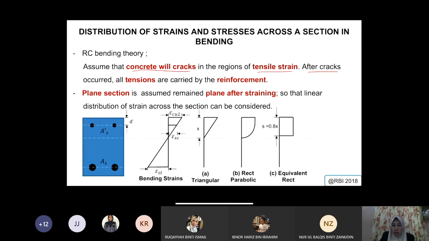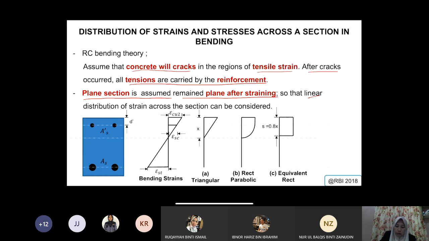One important thing: tension in RC members will always be catered for by the steel reinforcement. Plane section is assumed to remain plane after straining. There will be no changes in terms of planing, because when you strain, actually there will be a slight skewed movement. But since we don't want to make it an issue when you design, we consider there is no movement, meaning it stays like that even though it's being pulled. So a linear distribution of strain across the section can be considered. We don't want non-linear values.